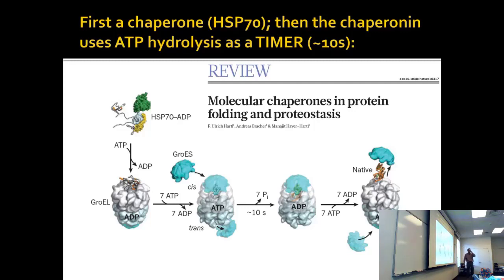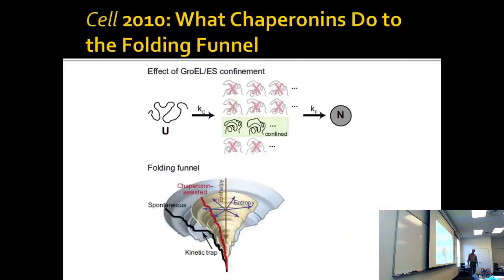complex. I think it's cool to use ATP like a timer. You can imagine it like a little kitchen timer, and it counts down from 7, and then the lid pops off. But all it is a box, and this shows what it does to the protein funnel. If you have that box, the protein is going to be constricted, and so it's not going to be as spread out. Its entropy will be lowered. So its folding funnel will be much narrower.